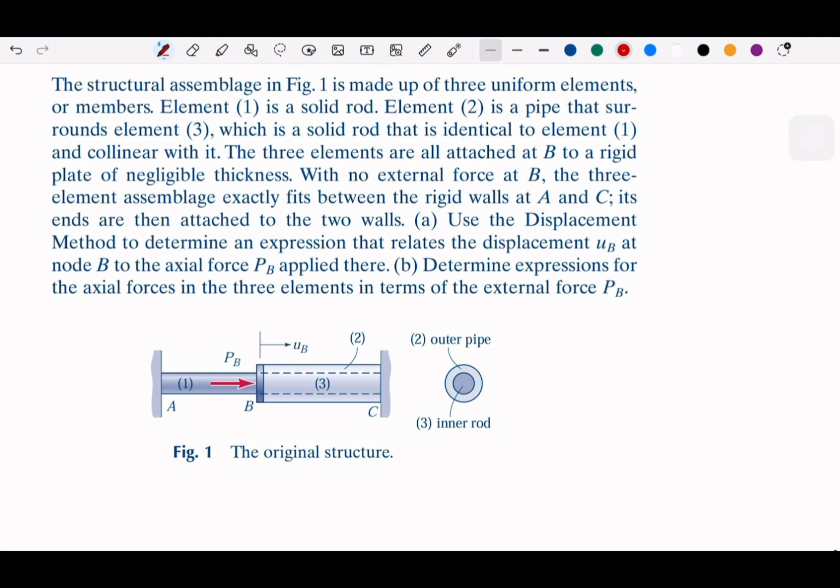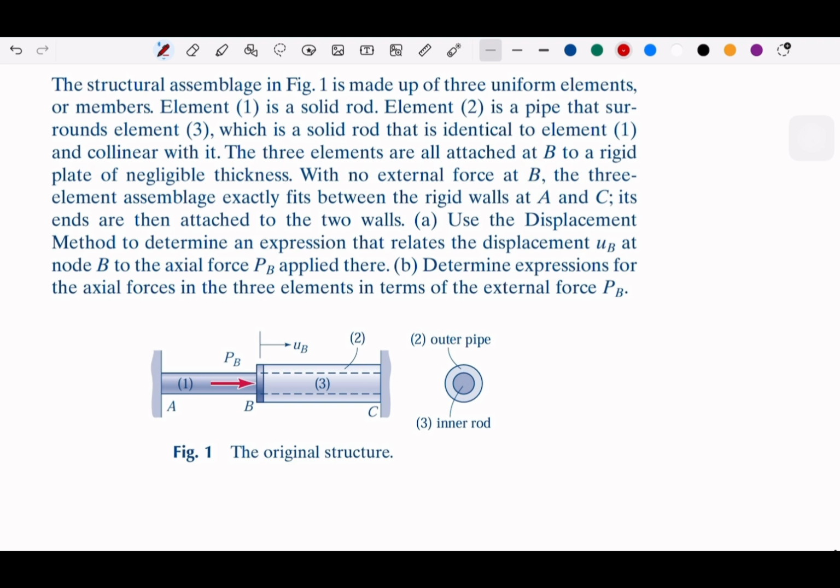And it is given that we take the force P at B, so the force on the right, going to the right. This is a solid rod, identical to element 1. So 3 and 1 are identical, which means they have the same Young's modulus E. And all 3 elements are attached at B. You can ignore the thickness of the plate here. No external force at B. The three-element assembly exactly fits between the rigid walls at A and C. So it fits with A and C.